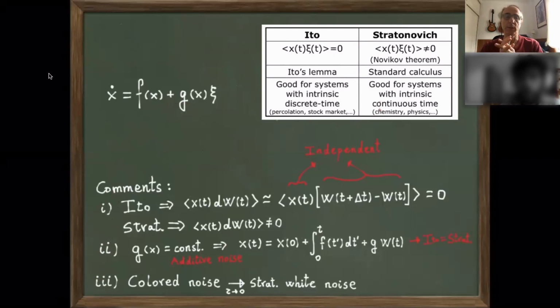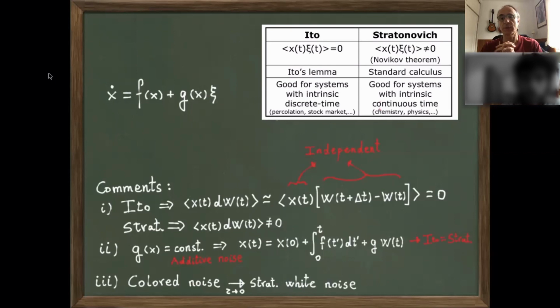In the Ito interpretation, the noise and the process are independent, so the average of the product is zero. Whereas in the Stratonovich interpretation, this is hard to calculate. You have to use some theorem. On the other hand, in Ito, you have to use Ito's calculus, or the Ito lemma, and in Stratonovich you can use standard calculus. So when we have this, well, it depends.